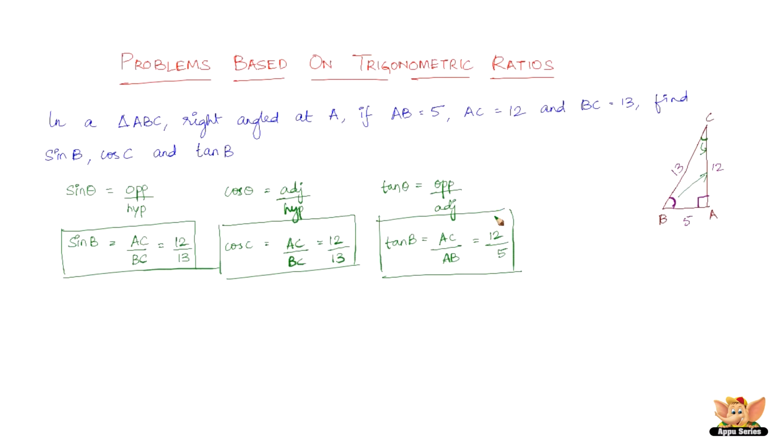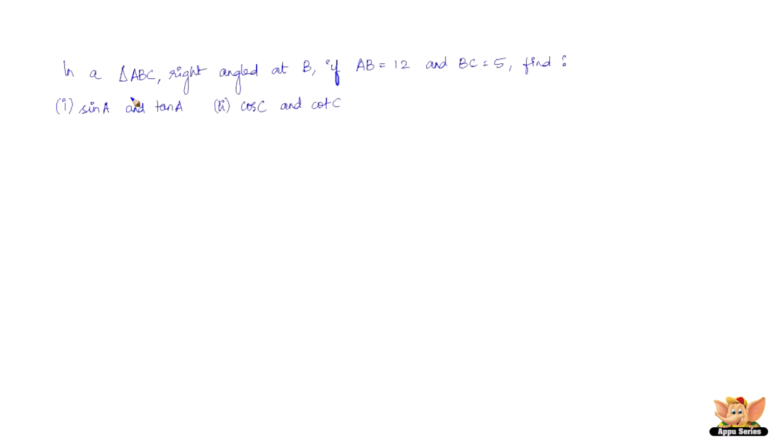Let us go on to the next problem now. Here we have another question which reads like this. In a triangle ABC, right angled at B, if AB equals 12 and BC equals 5, find sine A, tan A, cos C and cot C, or sine A and tangent of A and cosine of C and cotangent of C.